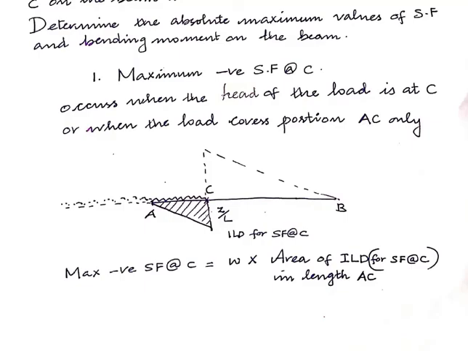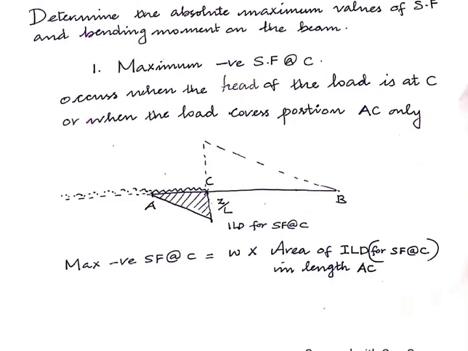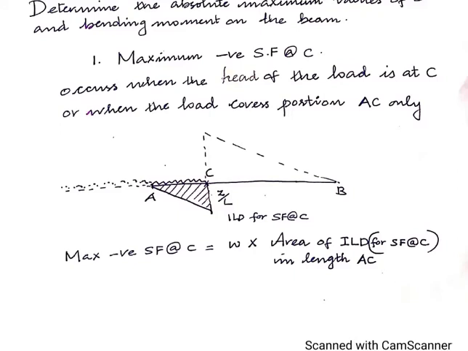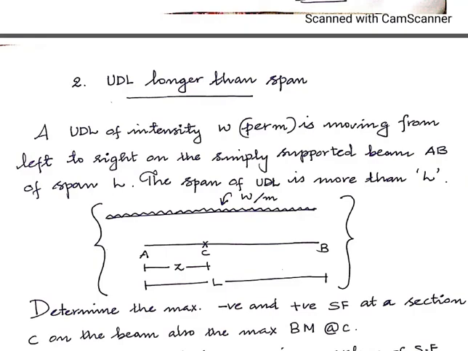So first of all, maximum negative shear force at C. So how to place the load to obtain the maximum negative shear force at C. Maximum negative shear force at C occurs when the head of the load is at C. We know that the load is moving from left to right. So this is the head of the load, this is the tail of the load. So when the head of the load reaches the point C, there will be the maximum negative shear force at C.